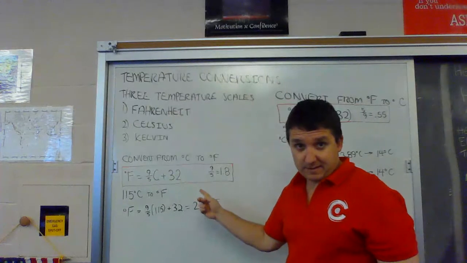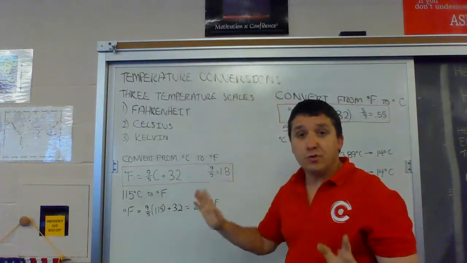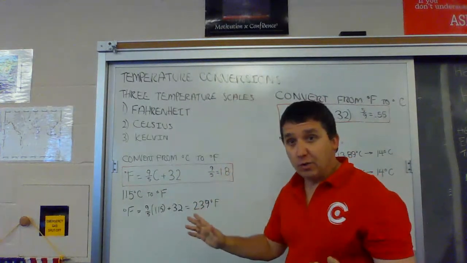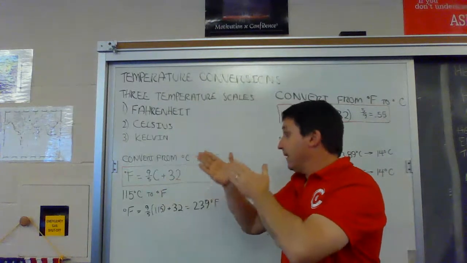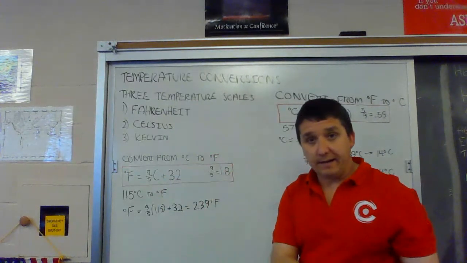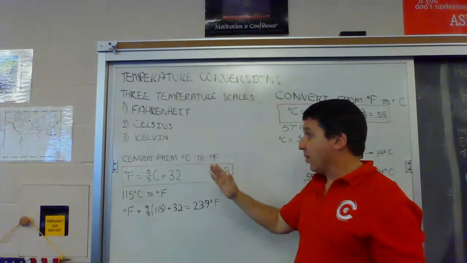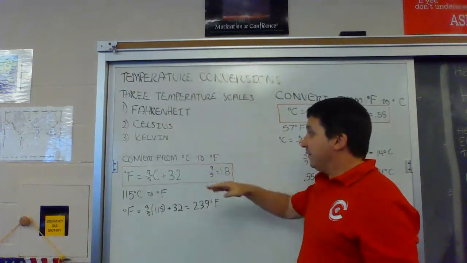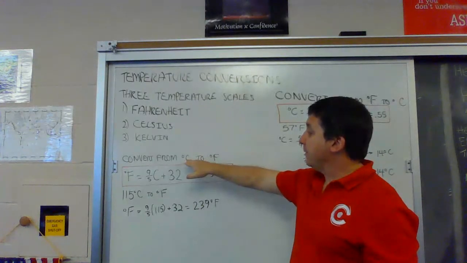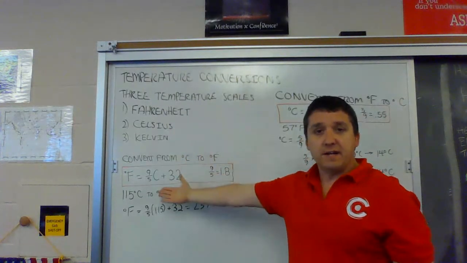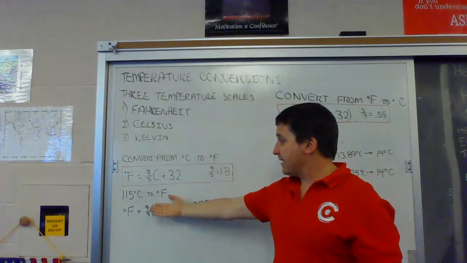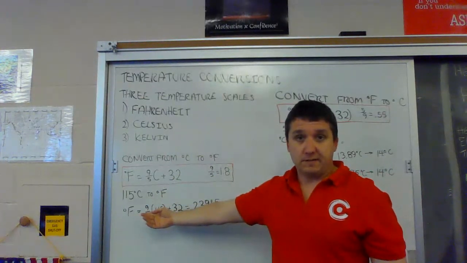There's no parentheses. So do not include parentheses when you're going from Celsius to Fahrenheit. There's no parentheses in the formula, so don't put them in there. So all you do, if you're converting from Celsius to Fahrenheit, you're going to know the Celsius temperature. Here's an example, 115 degrees Celsius.